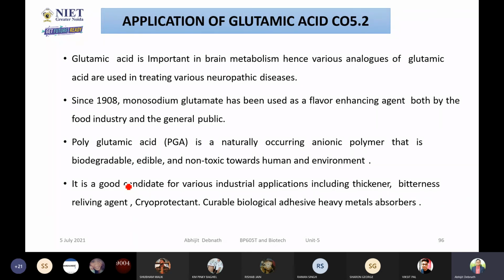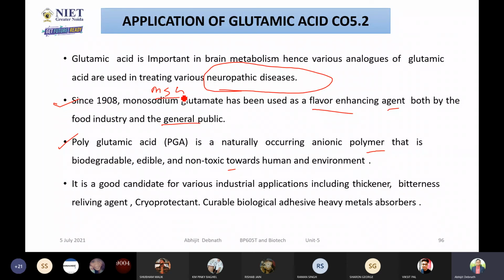The demand for glutamic acid increased rapidly before 1956. It was mainly obtained from the hydrolysis of plant protein, but after that it gained popularity. It is also important in brain metabolism, hence various analogs of glutamic acid are used in treating various neuropathic diseases. That's why it is very important. Like PGA and other areas, it is also used as a polymer, as a non-toxic substance, including monosodium glutamate. It has been used as a flavor enhancing agent by both the food industry and the general public.